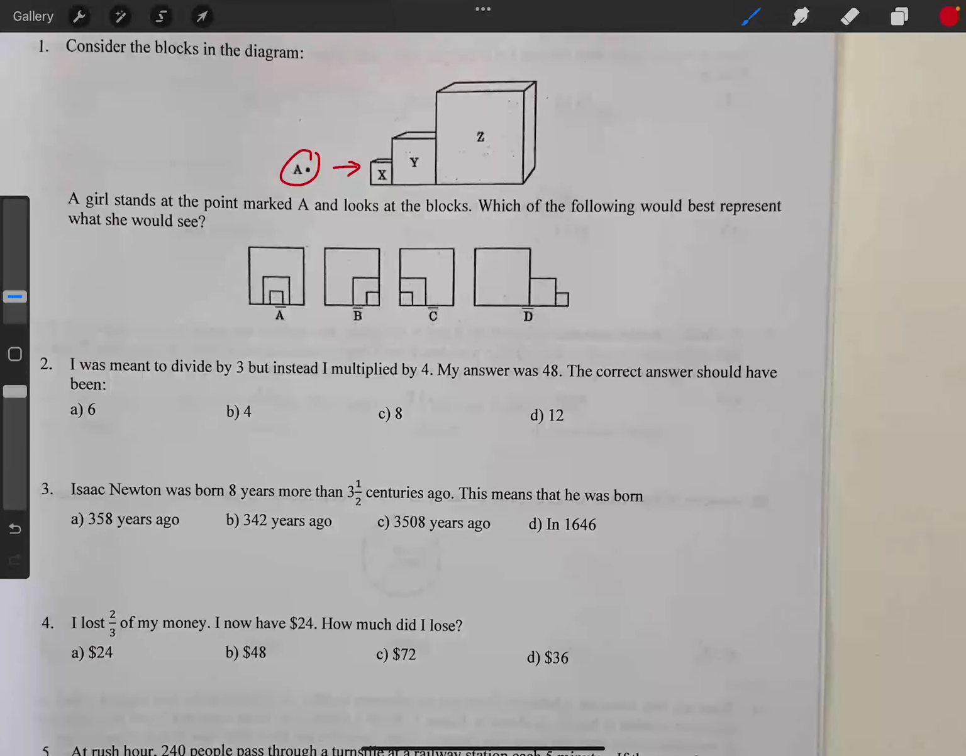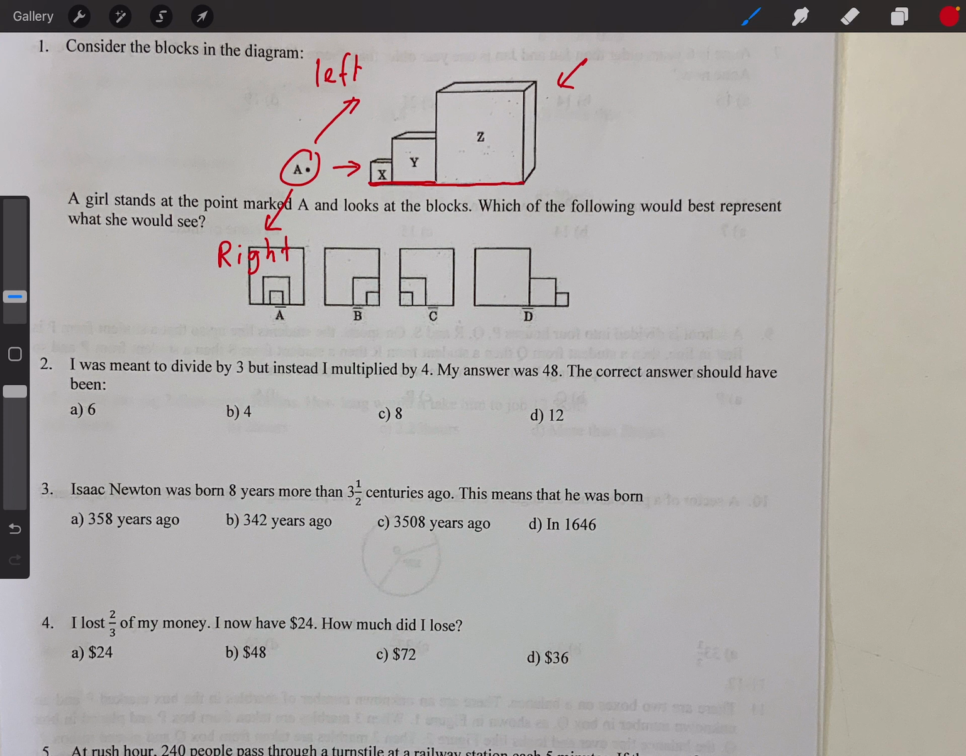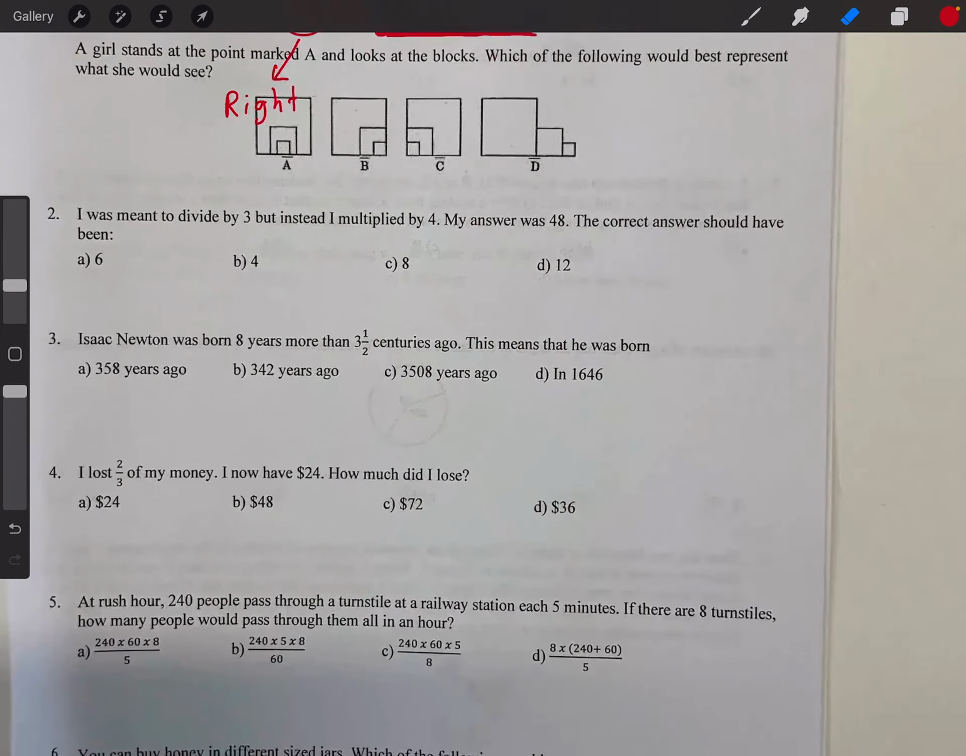Now, if you look at this carefully, you will notice that this is a straight line. And this will be her right, and that will be her left. So that means on her right, all the blocks must align themselves. So which one is that? That will be B. See, all the right blocks are lined up, nice and straight, not jagged or anything like that. So that one's B.